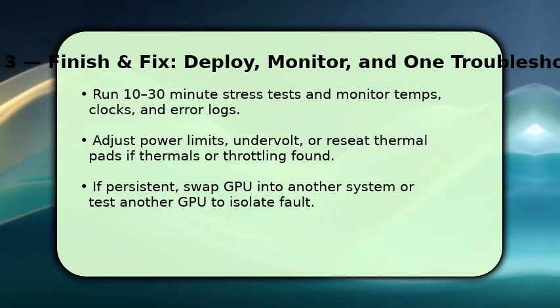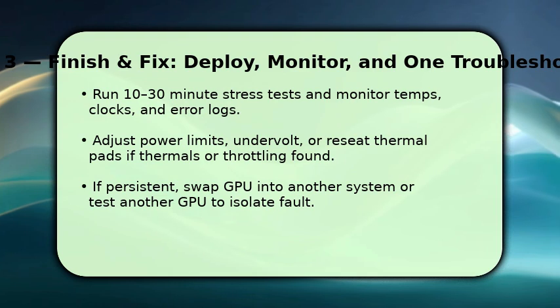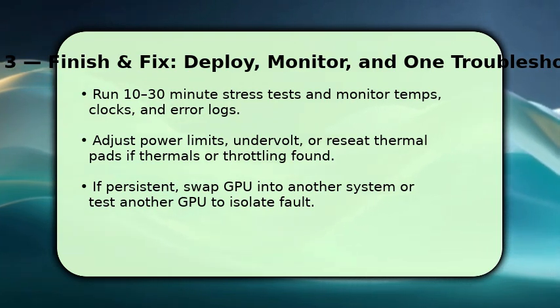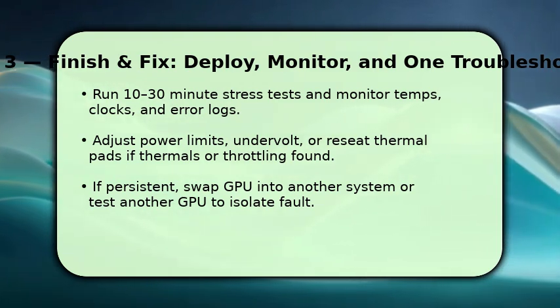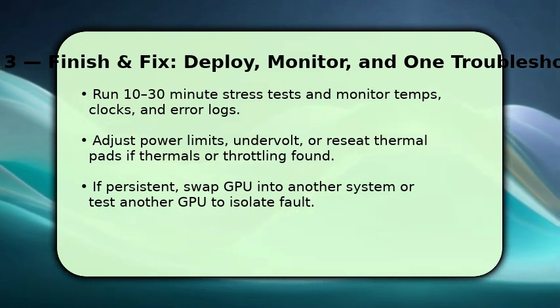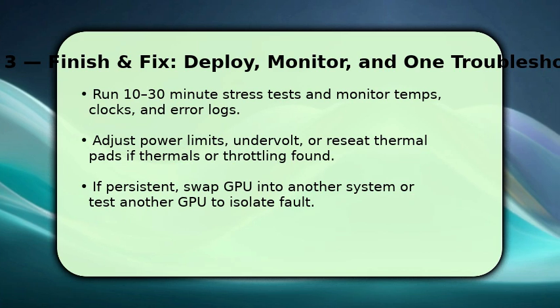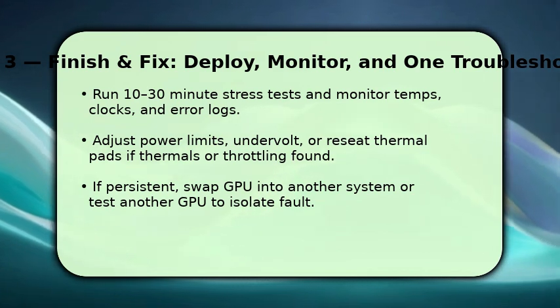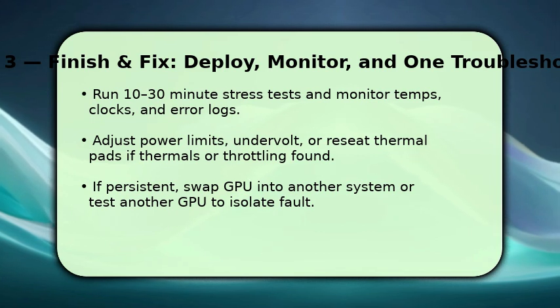If you see overheating or throttling, lower power limits or apply a conservative undervolt and inspect thermal interface materials, because improving cooling often removes errors. Finally, if the issue remains, swap the card into another system or try a different GPU in your rig to test definitively.